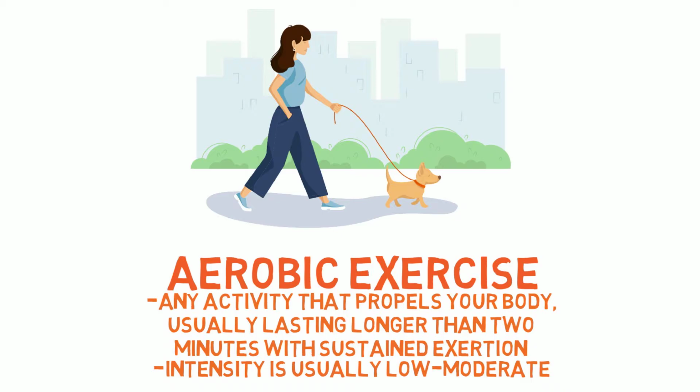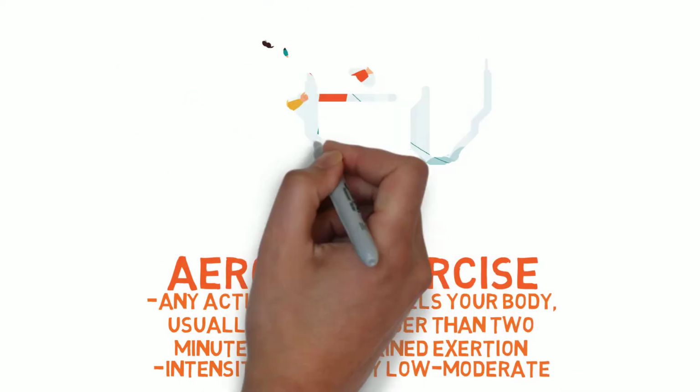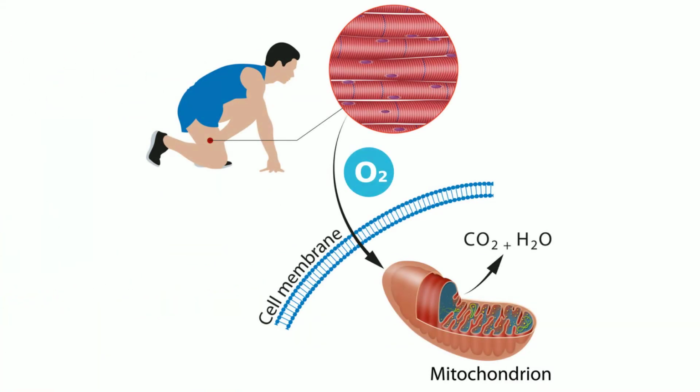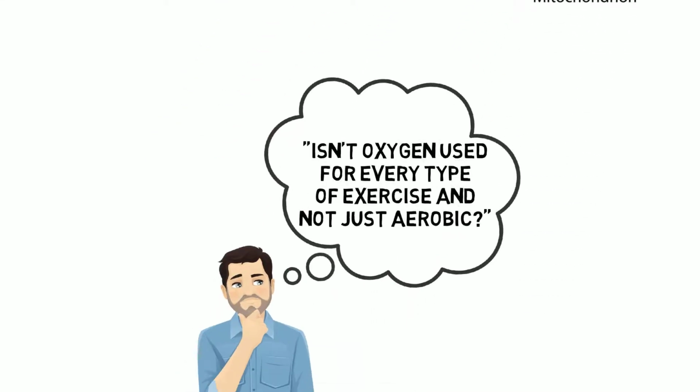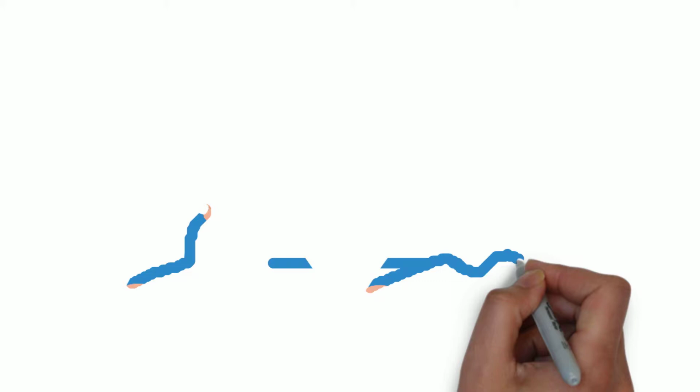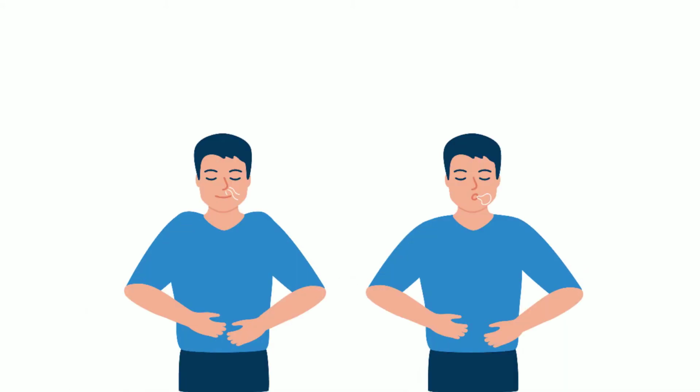For an idea of how strenuous a low to moderate intensity is, it's basically any intensity where you'd be able to turn to a friend and have a conversation while doing it. In aerobic exercise, oxygen is used as a fuel to give your muscles the energy needed to keep up the effort. Now, you're probably thinking, but isn't oxygen used for every type of exercise and not just aerobic? And you'd be right to think that, as of course, it's used for breathing, which is clearly what we do a lot more of when we're working out.